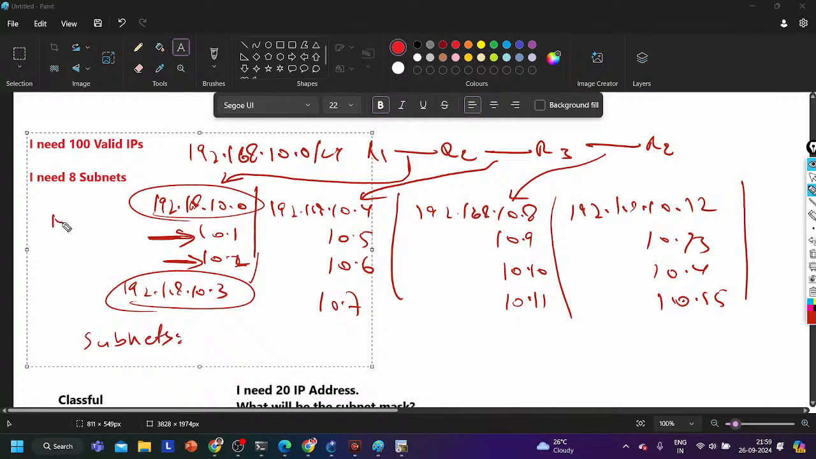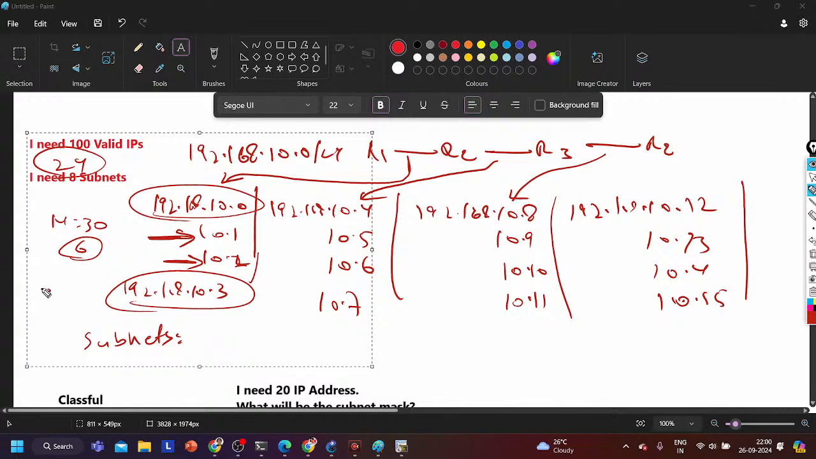See now, n is 30. Means how many bits have I borrowed? 6 bits. 6 bits, na? Because by default the CIDR value for class C is 24. I am using 30. That means I have borrowed 6 bits.